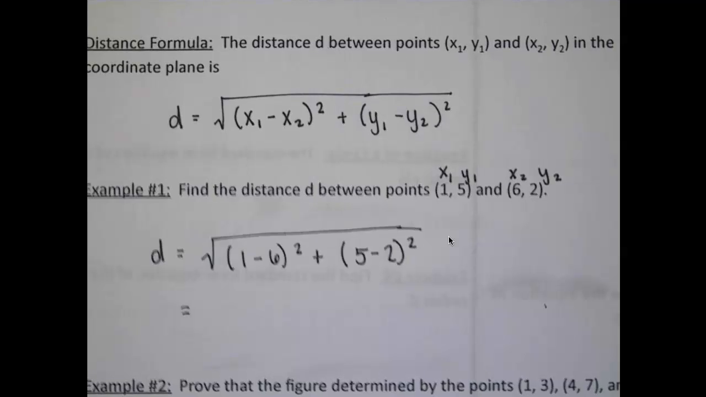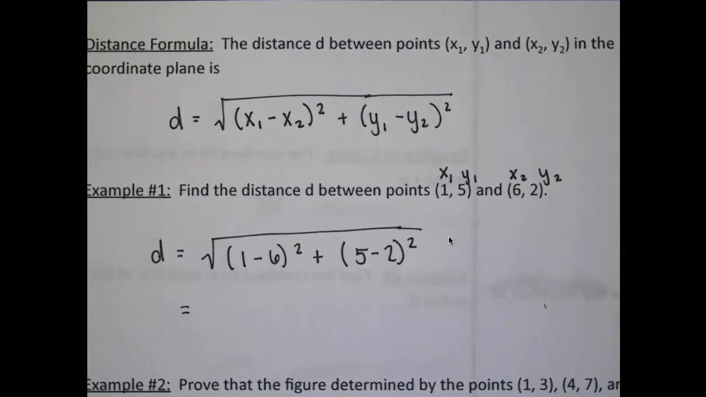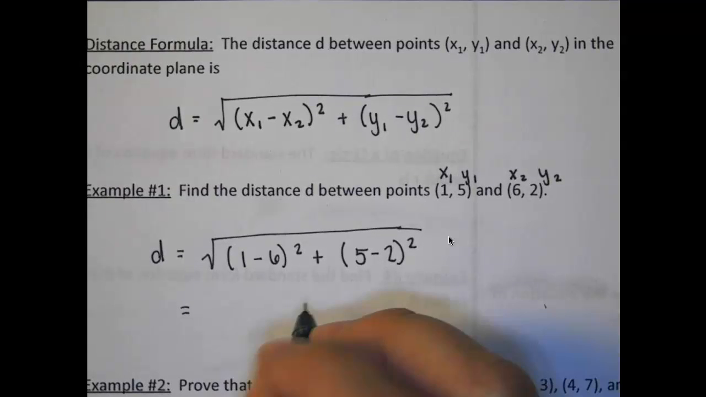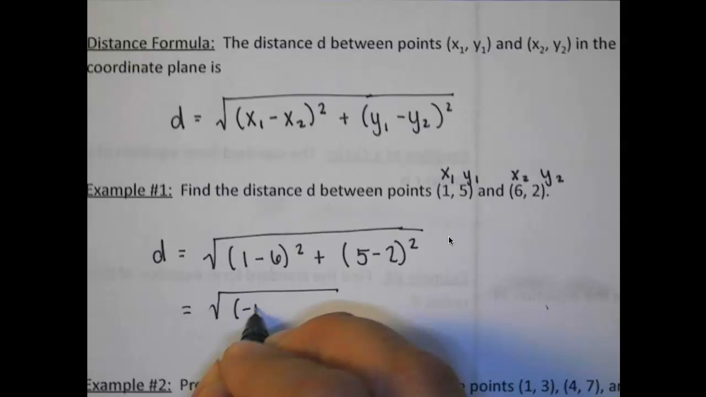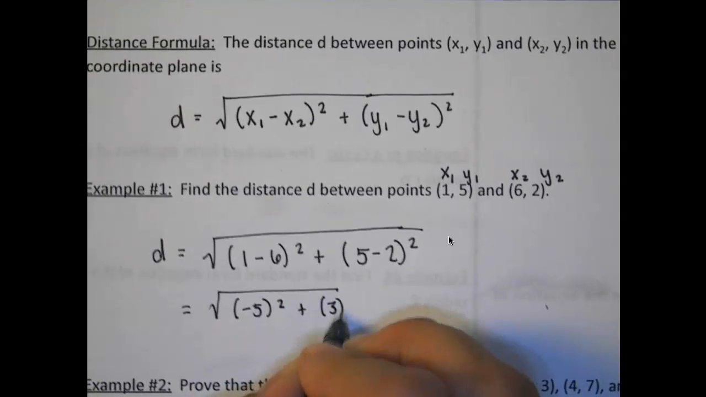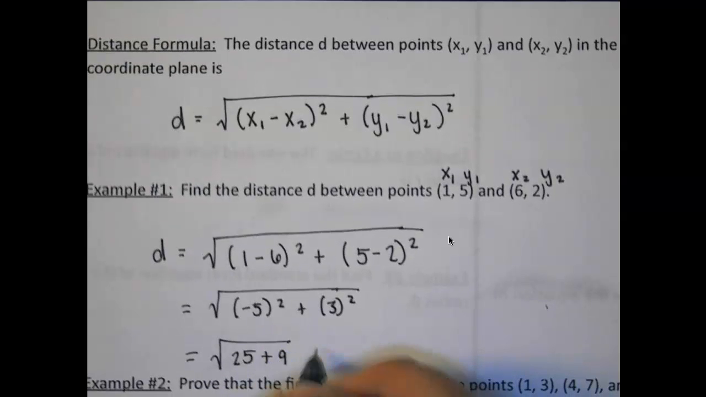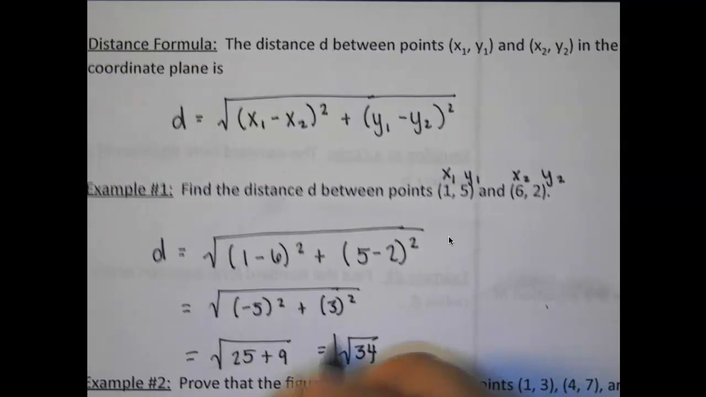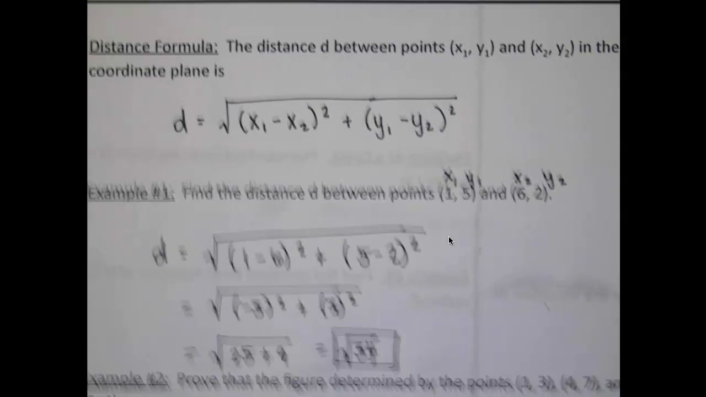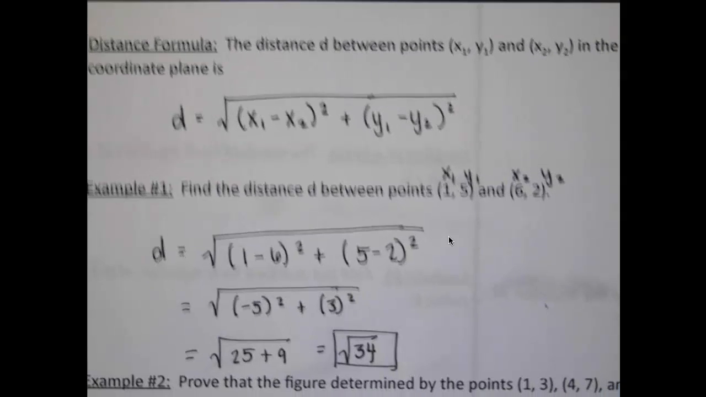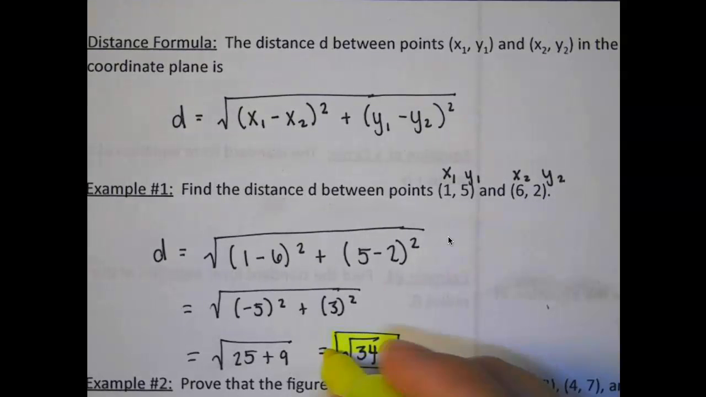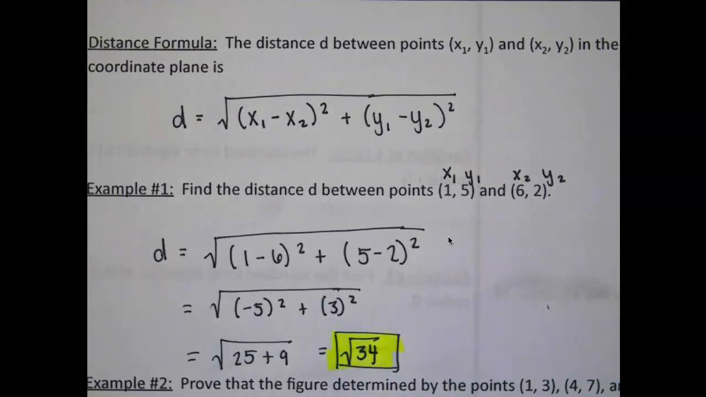So where did you have trouble on this one? Why did you just answer? Okay, that is correct. So if we have negative 5 squared plus 3 squared, we get 25 plus 9, which is 34. Any questions on this problem?